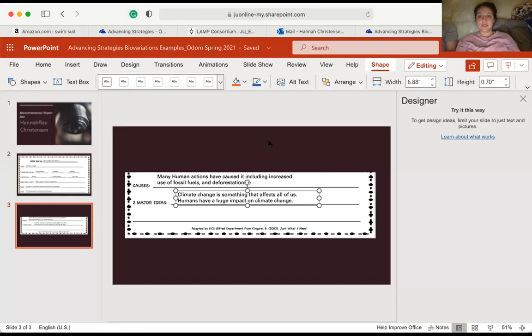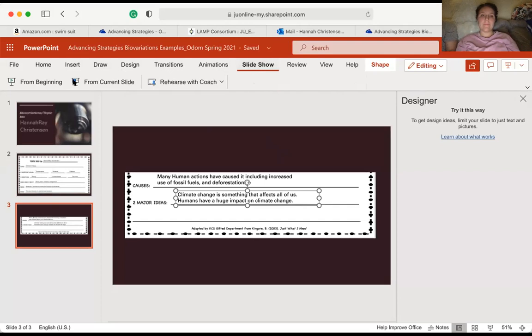Hi guys, so the next advancing strategy I'm going to tell you guys about is biovariations, which are also called topic bios. Whenever I looked it up online, I could not find anything that wasn't a college biology project. So I only have the one that I made to show you guys today. But you guys don't know what it is, so let me tell you about it.